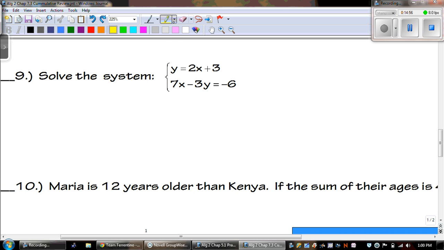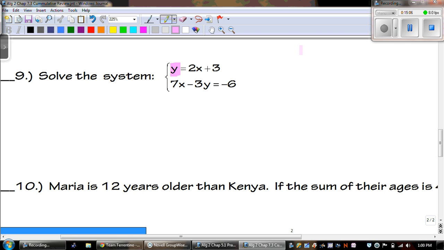So solving the system, we have two equations. How are we going to do it? Well, what I notice right away is y is by itself. And if y is by itself, I'm going to take everything that y equals and plug it in, okay? So we have 7x minus 3, and then that's where we plug in to negative 6. And everything that y equaled, the 2x plus 3, we plug it in.